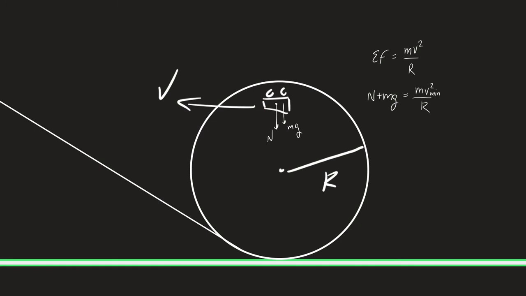If V gets smaller, what happens over here? Only one of these can get smaller. Which one? Normal. What's the smallest normal can get? 0. So it seems like that's the minimum.